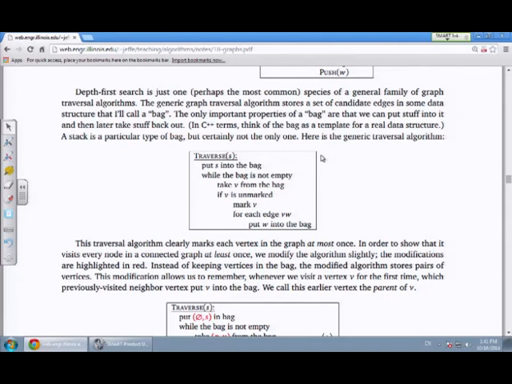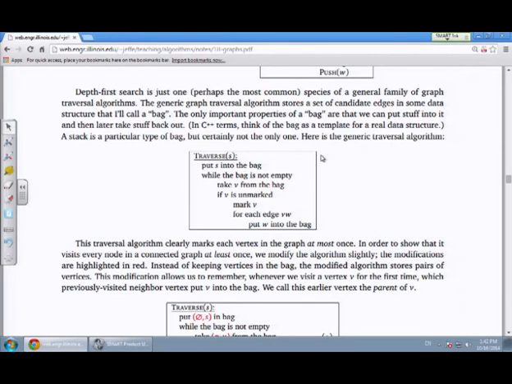A stack is a bag that is first in, last out. A queue is a bag that's first in, first out. A priority queue is a bag that's whatever in, lightest out. A random bag rolls a die and hands you something random, whatever. I don't care what the bag is.